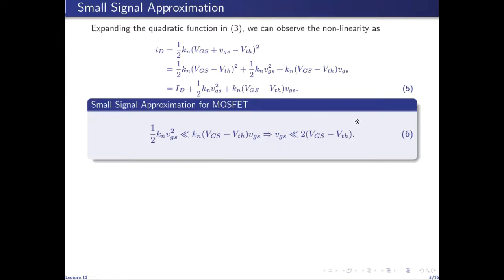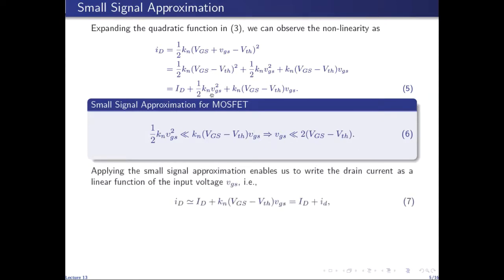So this gives us the small signal approximation for the MOSFET. Under this approximation, I can ignore the second term and approximate the drain current with the sum of these two terms. So we can see that this equation, although an approximation, gives the drain current as a linear function of the small signal gate to source voltage.